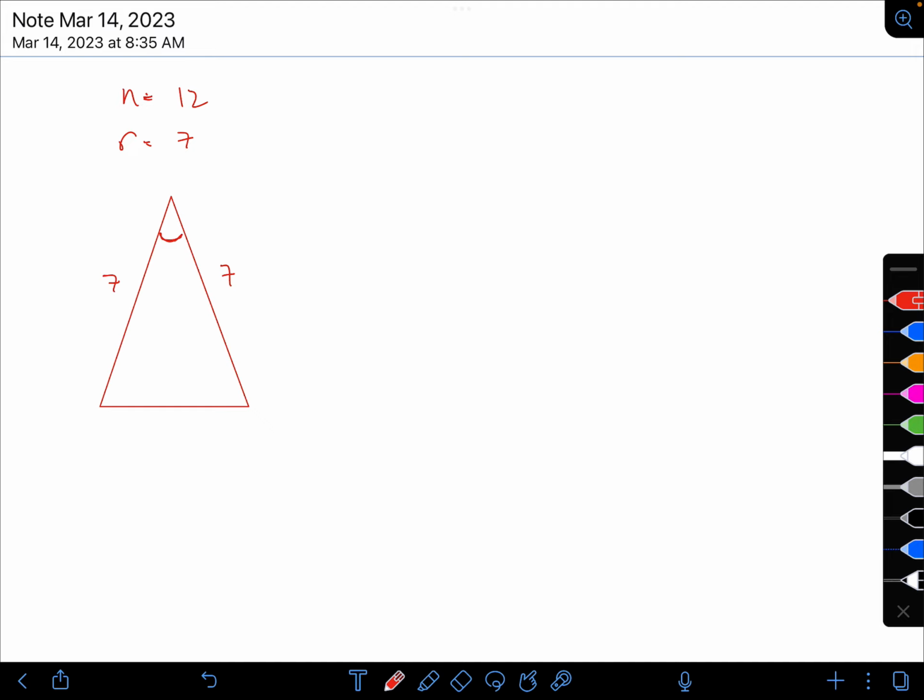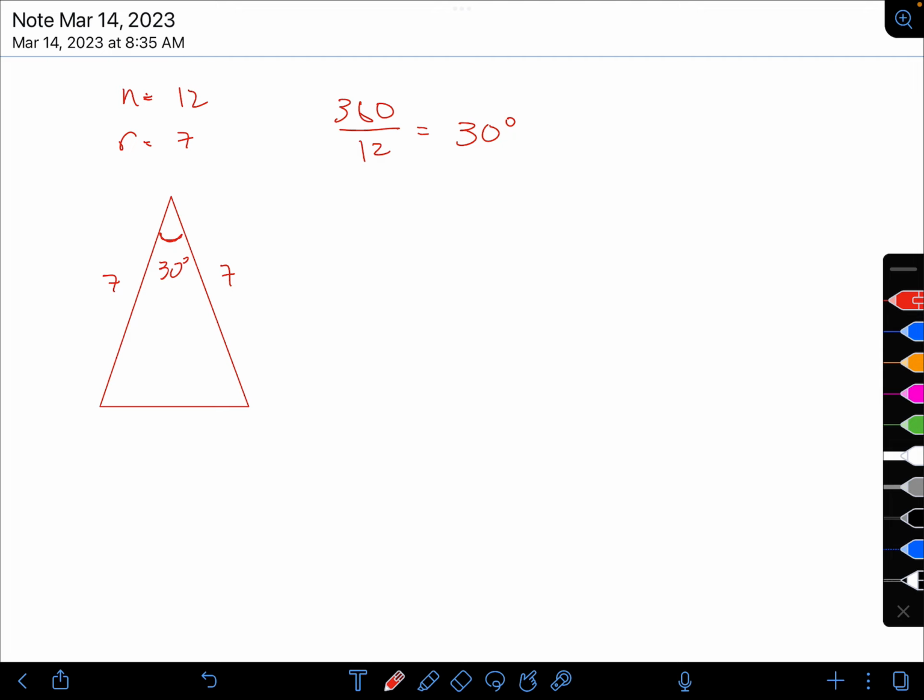So how do I figure out that angle? I know all those angles together are 360. There's 12 of them, so that means that each angle is 30 degrees. Calculating that central angle is something you're going to do every single time. Now I need to know the area of that triangle.